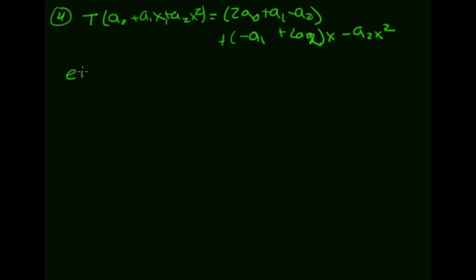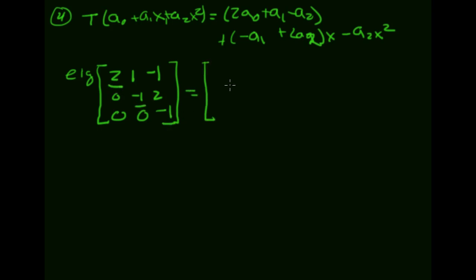So what we're going to do is take eig of these 3 sets of coefficients: 2, 1, negative 1; 0, negative 1, 2; 0, 0, negative 1, which shouldn't be a surprise because this is diagonal. We have 2, negative 1, negative 1 as the eigenvalues. So if we're going to work with the first eigenvalue here, which is the 2.